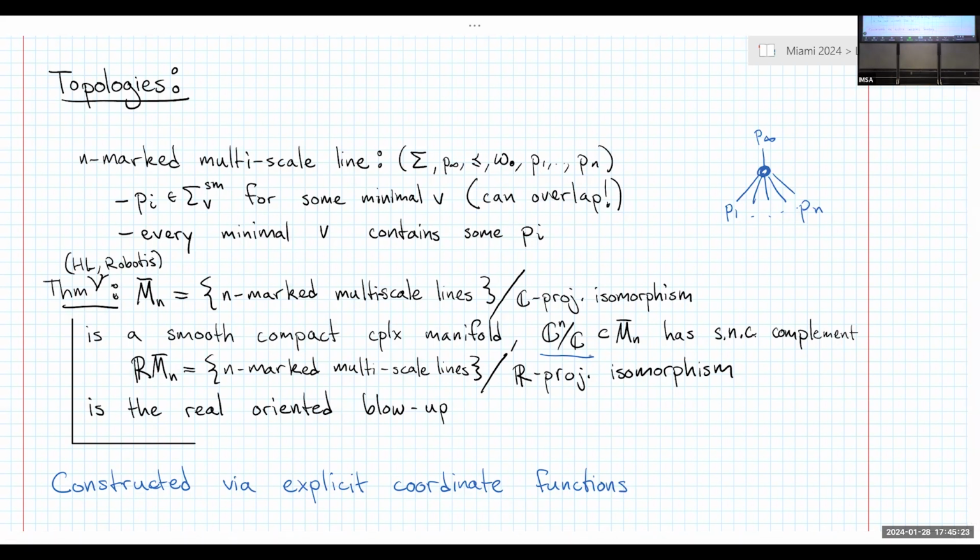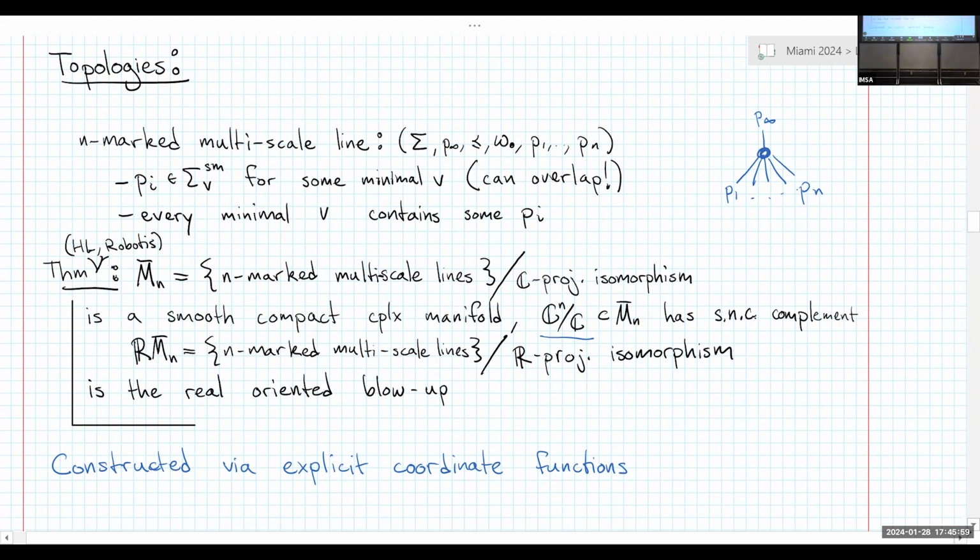And in fact, it has an SNC boundary. If you take the real oriented blow up of that, that also has a moduli interpretation, namely the real oriented blow up parametrizes these n-marked multiscale lines up to real projective isomorphism. So now on the forms on every level, you're allowed to rescale by a positive real number, not by a complex number. And that gives you a manifold with corners. So this topological space is a key thing.